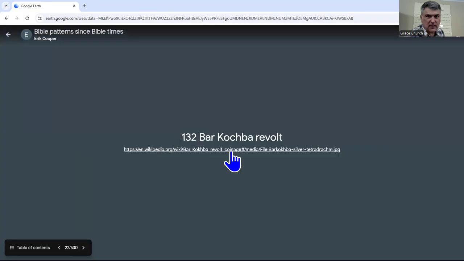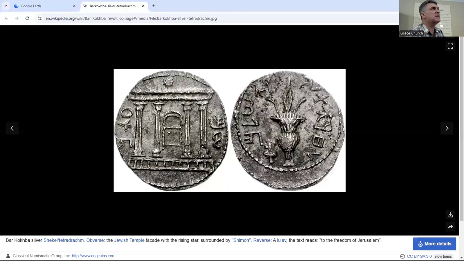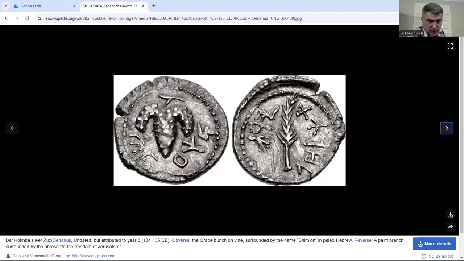Here we have coins that were minted during the 3 years of that revolt. So this is a silver coin. It's got the Jewish temple facade here with the rising star, surrounded by Shimon, because it was Simon Bar Kokhba. And on the flip side, the text reads, "The freedom of Jerusalem." Here we've got, somewhere in that time frame, year 3, a grape bunch on the vine, surrounded by Shimon, Simon in Paleo Hebrew. And then on the flip side, we've got the palm branch, and again the phrase "freedom of Jerusalem."